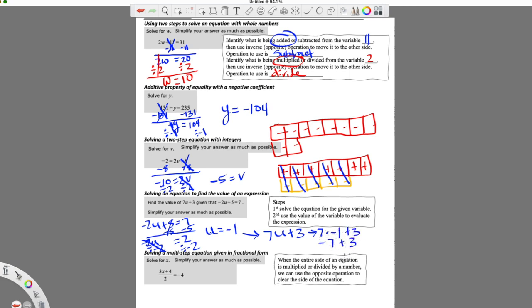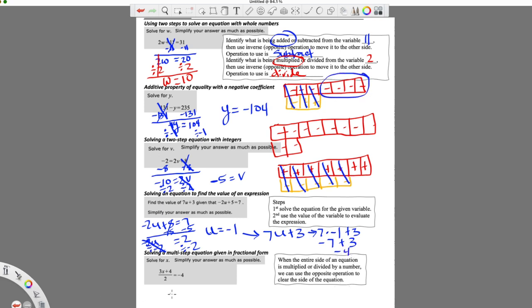So here we can use some algebra tiles again. So I'll do 7: 1, 2, 3, 4, 5, 6, 7. There's my -7s in the correct color. And then plus 3. Here's my 3 positives. Positive, positive, positive. And I'm going to cancel them out. 1 to 1, 1 to 1, 1 to 1. And I'm left with 4 negatives. So it's -4 is my answer.